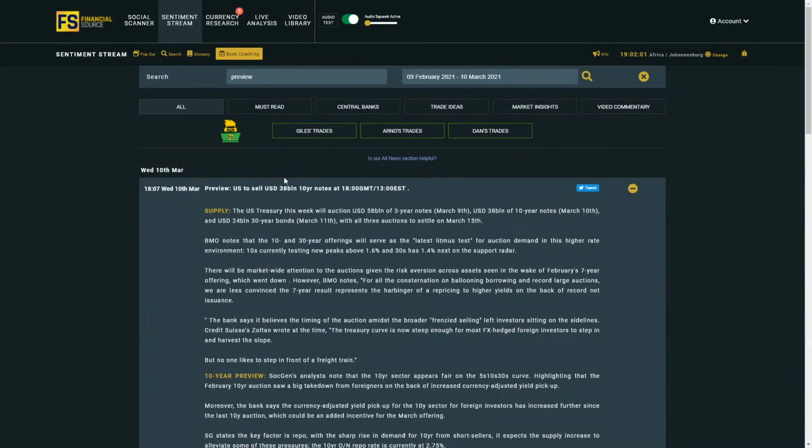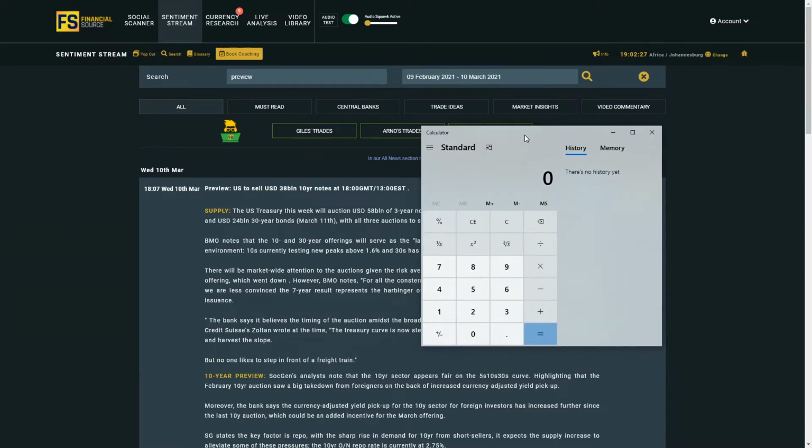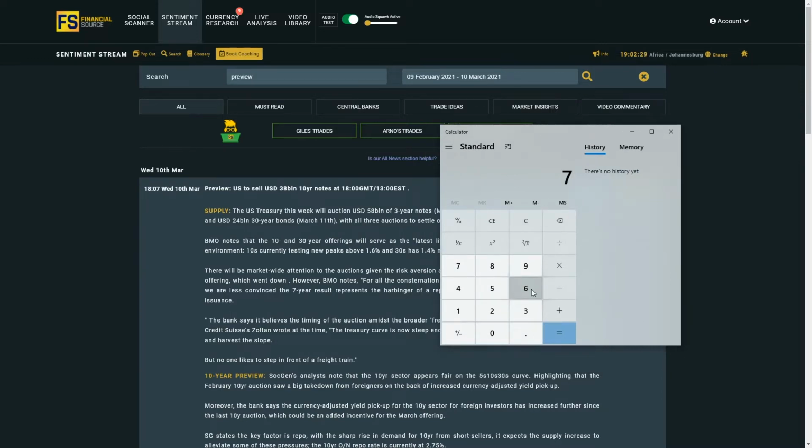So for example, today there is 38 billion on offer. Those primary market participants who want to buy this need to put in a bid for how much of that 38 billion they would like to buy. We know there's only 38 on offer, and let's say you have 76 billion entered into bids. So you've got 76 billion worth of bids and only 38 billion on offer. That will give you a bid to cover ratio of 2.